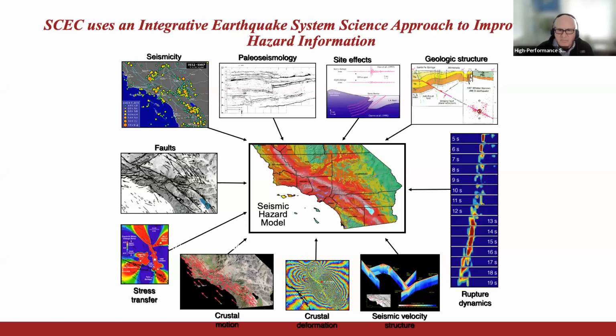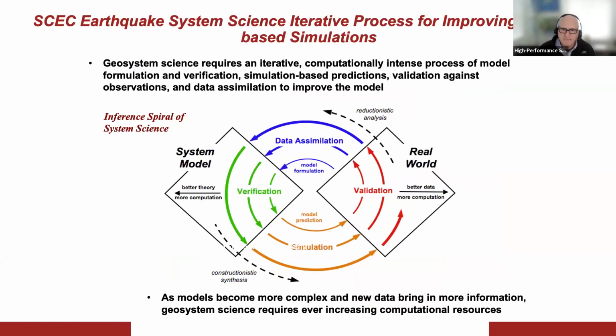I think the starting point is that SCEC is working on what we call an earthquake system science approach. So we're really trying to integrate information from a wide range of domains and a wide number of fields to better understand and characterize seismic hazards in California. This slide is suggestive of the large number of different data sets, observations, and models that in some sense need to be taken into consideration to really understand seismic hazards.